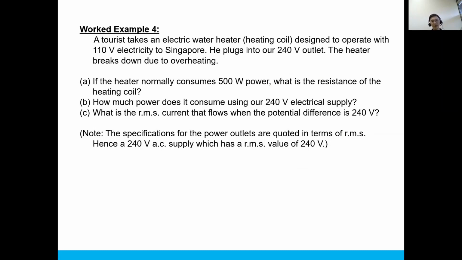Next, example 4. Example 4 was actually inspired by my cousin. He bought something from the United States. Now, in the United States, the voltage from their socket, from their power supply, is actually 110 volts. So my cousin bought this instrument. It's actually an air purifier. I think at that period of time there was haze in Singapore, so he bought an air filter or air purifier from the United States, and he plugged it into the wall socket.